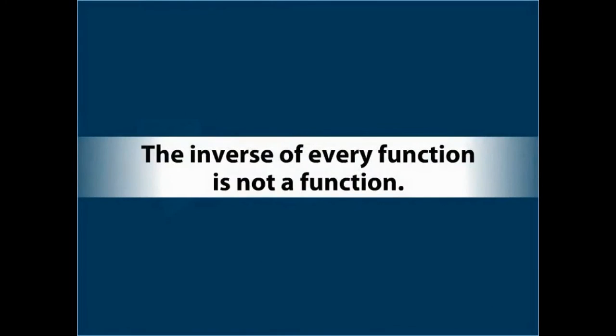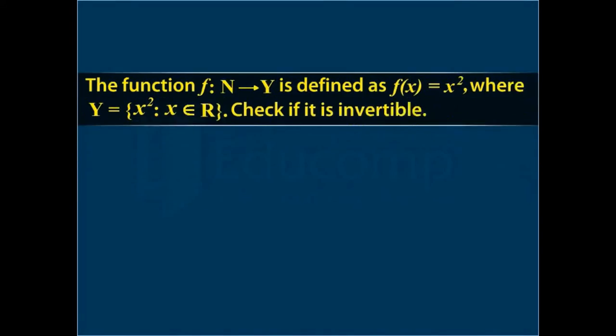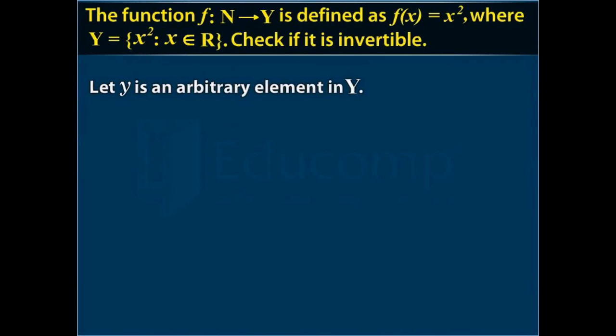The inverse of every function is not a function. Let's look at an example. Suppose we are given a function f so that f of x equals x square. We need to check if it is invertible. Let us assume that y is an arbitrary element in the range of f. Then y equals x square for some x in the domain of f.